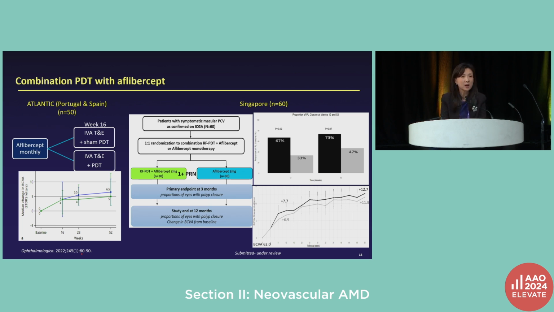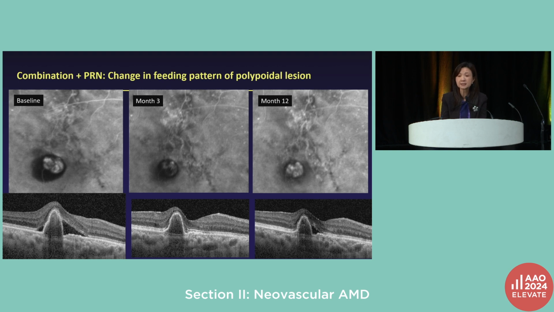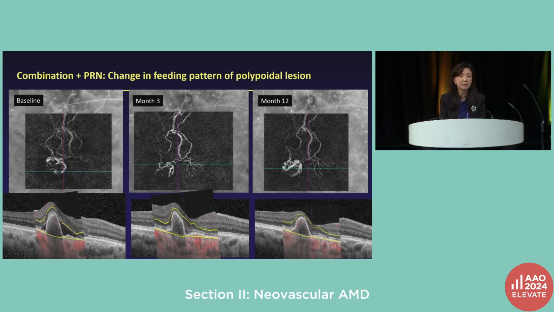On the right-hand side, the bar chart shows you that combination achieves double the rate of polypoidal lesion closure at month 3, continuing to be numerically higher at month 12, although there is some catch-up with the monotherapy group. But what is interesting is in terms of BCVA gain, there is actually only less than 1 letter difference between the two arms, despite such big differences in the anatomical outcome. So showing you some cases, again, this combination following PRN, there is transient reduction in the flow at month 3, which comes back at month 12.